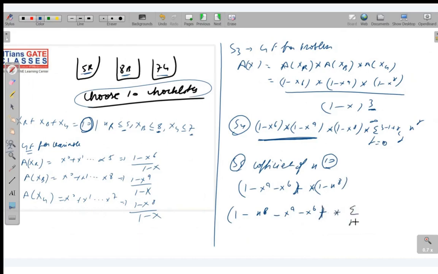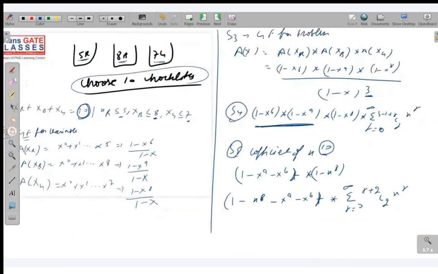So multiplied by sigma r equals 0 to infinity, 3 minus 1, so that is nothing but 2. So r plus 2 CR. R plus 2CR is nothing but R plus 2C2. I can write it like this also. Just to save time, I am doing all these things. I think you have got it, no? R plus 2CR or R plus 2C2, one and the same thing. Now I will simply do it.